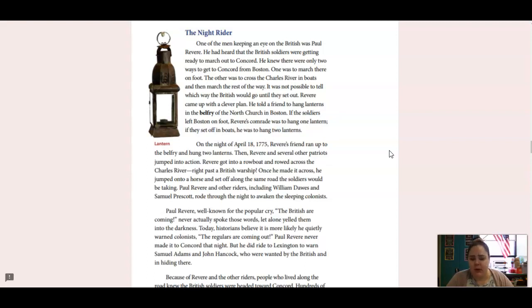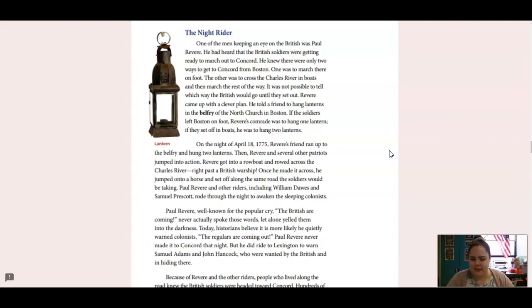Revere got into a rowboat and rowed across the Charles River, right past a British warship. Once he made it across, he jumped onto a horse and set off along the same road the soldiers would be taking. Paul Revere and the other riders, including William Dawes and Samuel Prescott, rode through the night to awaken the sleeping colonists.